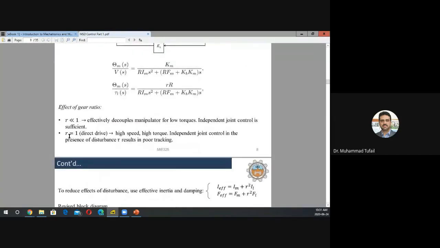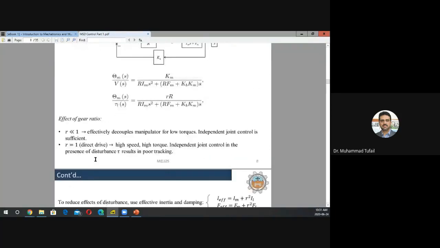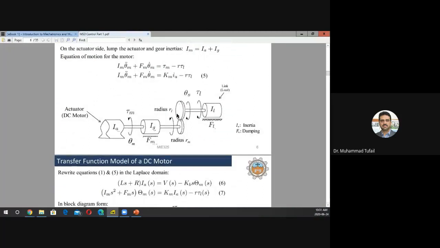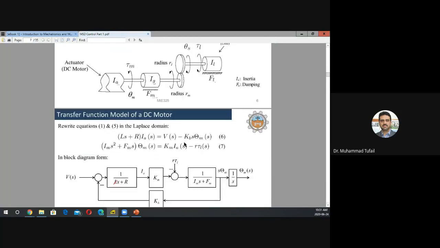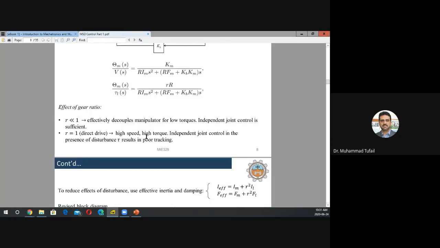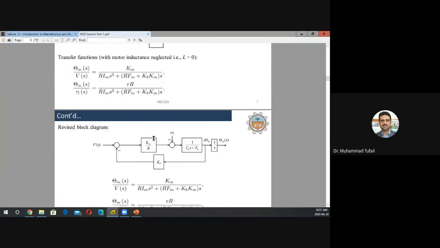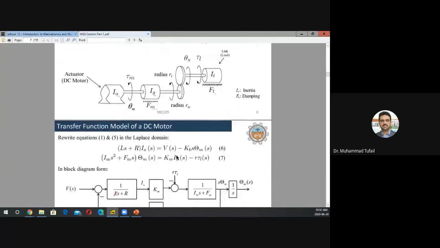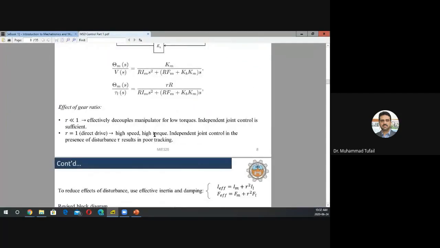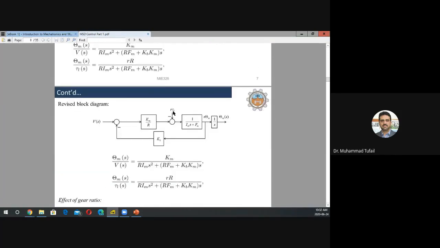And if it is 1, we call such a system a direct driven system. Direct driven means we don't have these gears. We just connect this shaft with that shaft, and that is equivalent to having gears of the same ratio. So in the direct driven system, high speed, high torque. Speed is not getting reduced. Actually it should be low torque, because when the speed is high, the torque is low. And independent joint control in the presence of disturbance torque results in poor tracking. Then you cannot reduce the effect of this disturbance on the system.